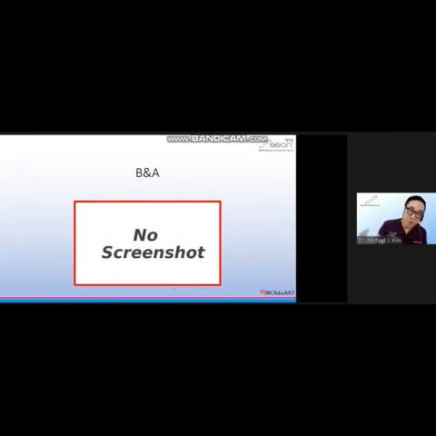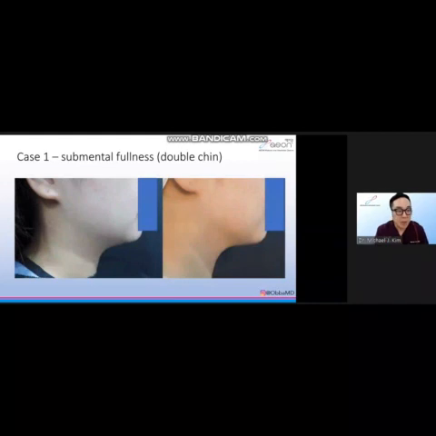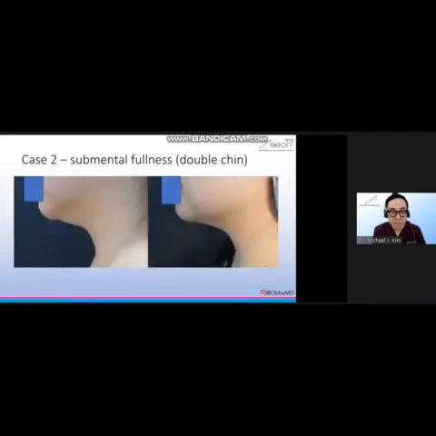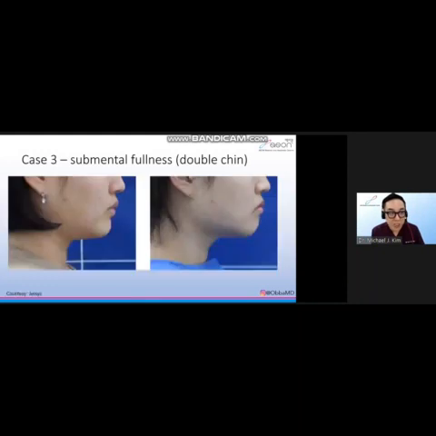And here are some before and after pictures. So I'd appreciate it if you don't screenshot. This is the first case of double chin after 3 sessions of linear HIFU. Case 2, also double chin. This patient took about 6 sessions. So after 3 sessions, it's not always very noticeable or visible. Sometimes you have to do more than 3 sessions.